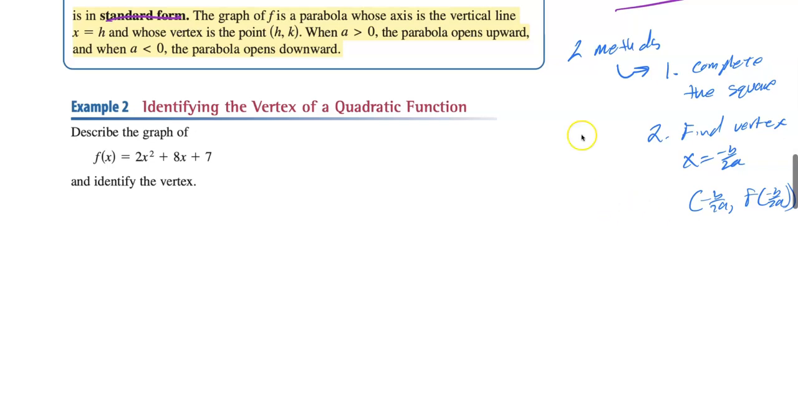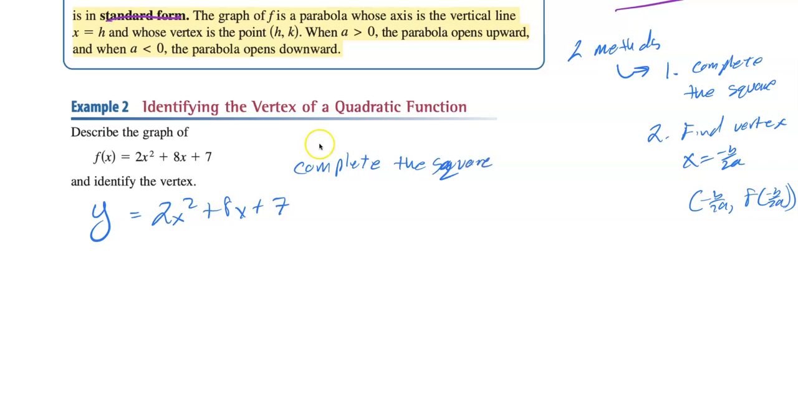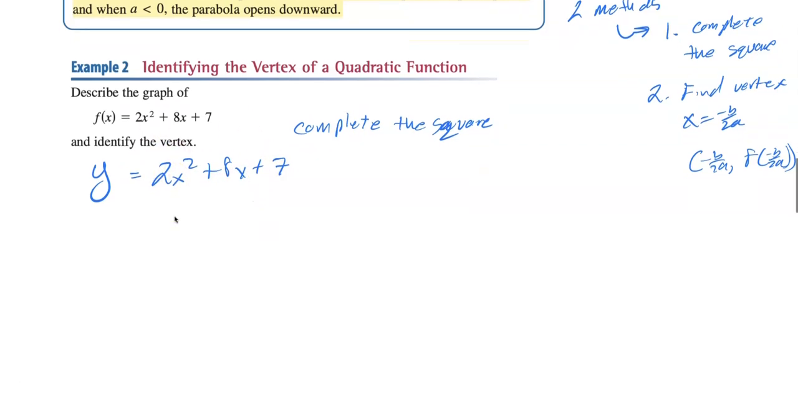So method 1, we're going to identify the vertex with this. I'm going to complete the square. So if we remember how to complete the square, we'll say y equals 2x squared plus 8x plus 7. This is the complete the square method, which is the more correct, more mathematical method. There are many times in higher math that you have to complete the square, so you should get used to it. Now, it's not my favorite way to do this, but it is the more proper math way of doing it.